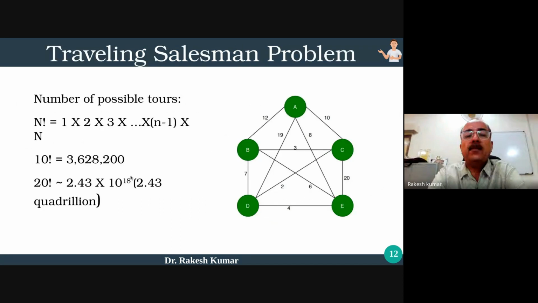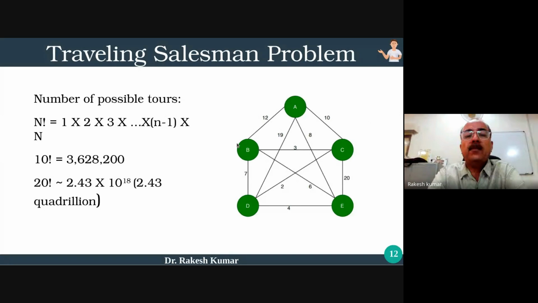A very familiar problem is this, which you are seeing on the screen, the traveling salesman problem. As you are seeing here, there are five cities, A, B, C, D, and E, and every city is connected with every other city with a direct air route. For example, A is connected with B, A is connected with C, like this. And there is a salesman. He has to start the journey from city A, and he has to visit all the cities, that is B, C, D, and E, exactly once. And in order to save time, the distance traveled is to be minimized. So the problem is the identification of the shortest path.